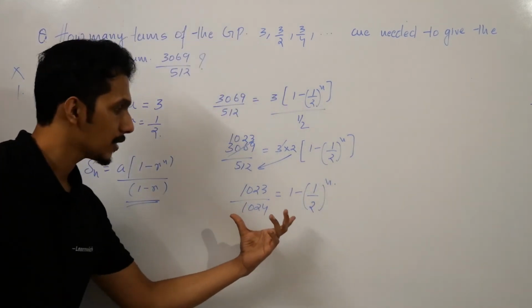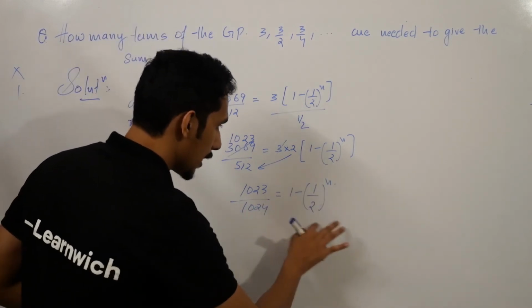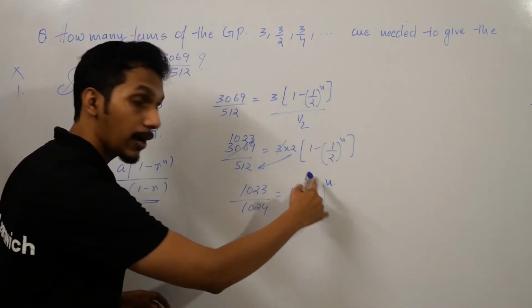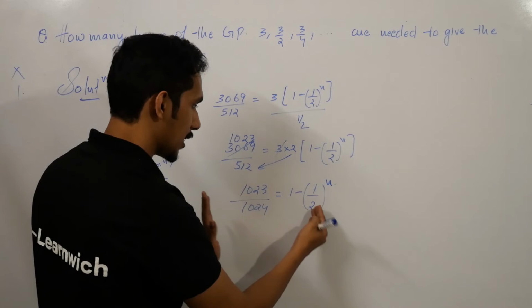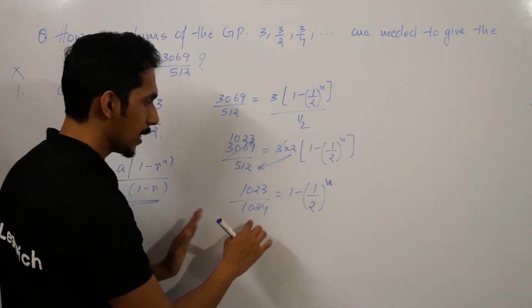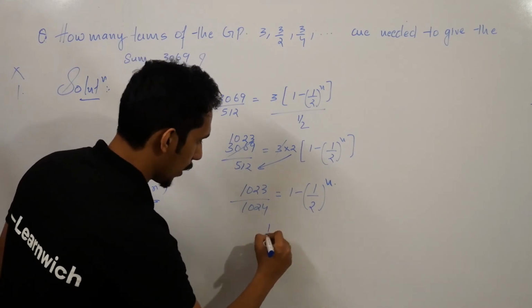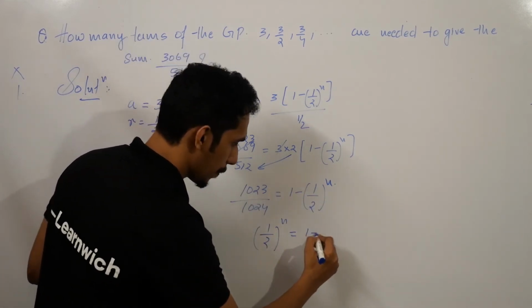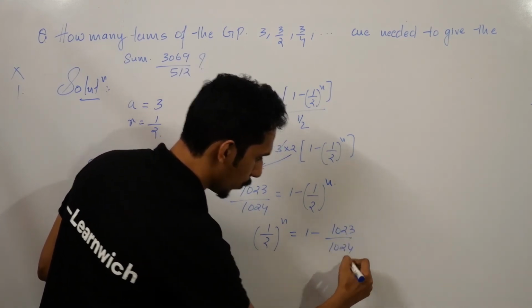So whenever you have situations like this, it is always better to isolate whatever you have as variable, because this cannot be solved and this is what we need to find out. So let's isolate this, let's exchange. We'll bring this (1 by 2) raised to n here and we'll take this to the other side. So you have (1 by 2) the whole power n is equal to 1 minus 1023 divided by 1024.